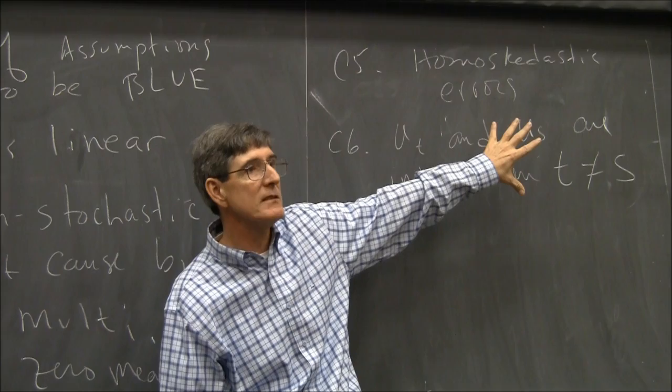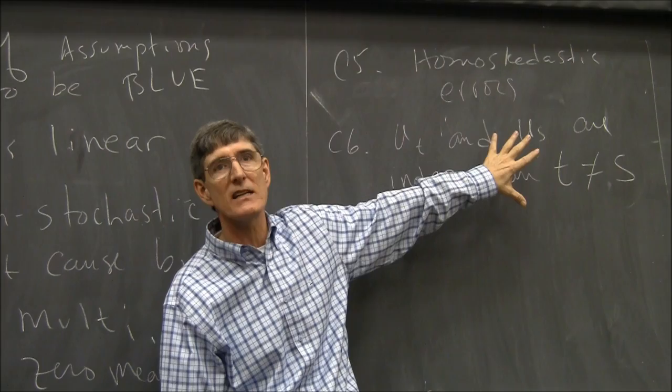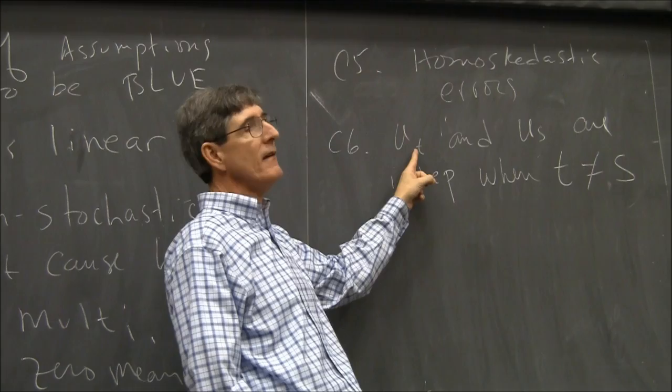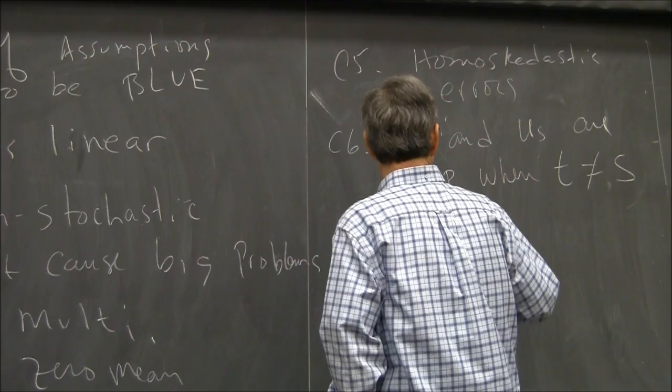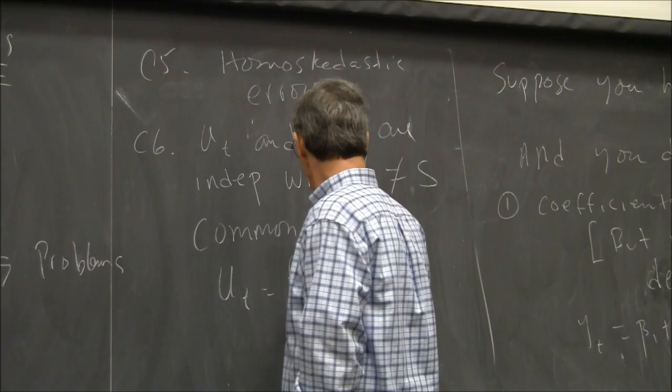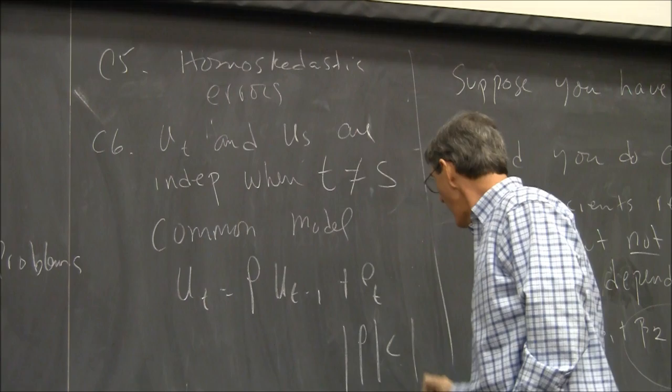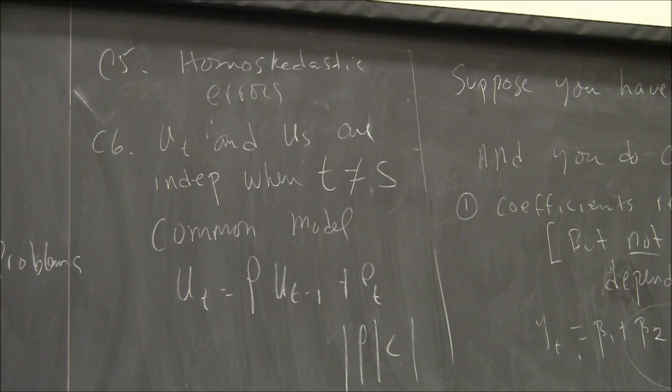It is a problem in time series, and it's a very, very common problem. We've already explained why, that the error today is related to the error yesterday. And so a common model that we'll use a lot is U_t = rho U_{t-1} + e_t, and you need that rho is less than 1 to stop that thing from blowing up, make it a stationary process as we see. So that's going to be a big problem that we're going to have to deal with.